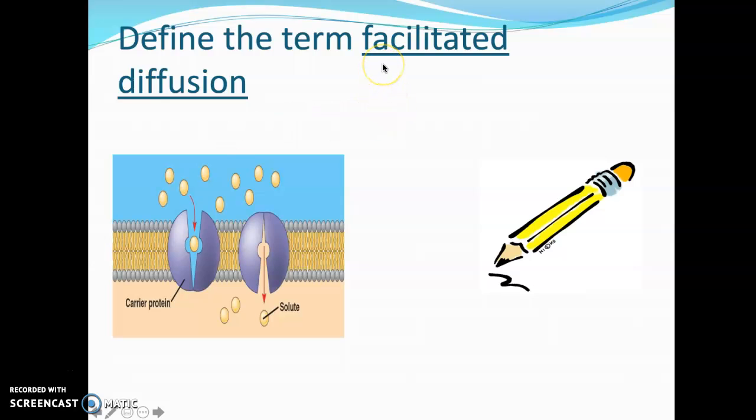Now here's something to copy down, the term facilitated diffusion. Okay, what you see here is a picture of a lipid bilayer and a protein that's embedded in the lipid bilayer. That protein is designed, it's kind of like Pac-Man. It's designed to let certain things in the cell or remove things from the cell.